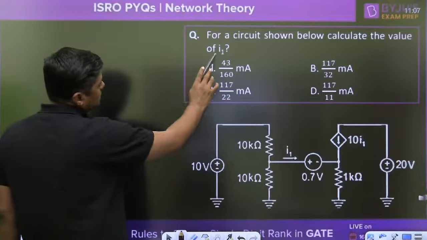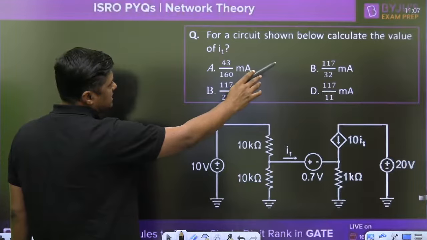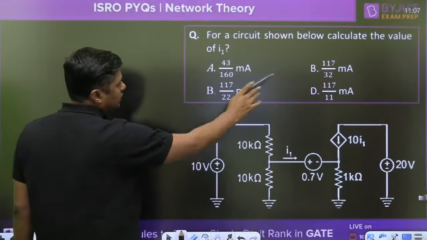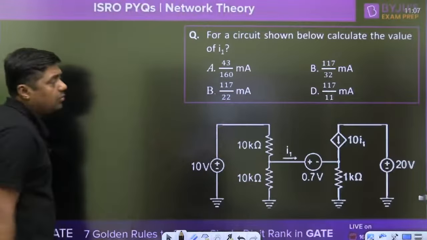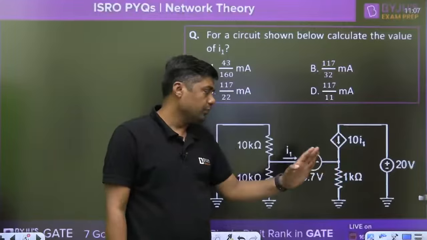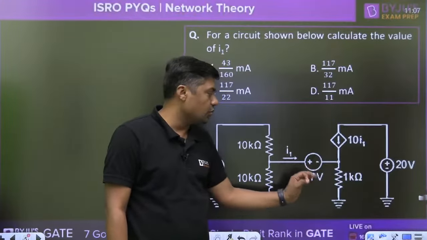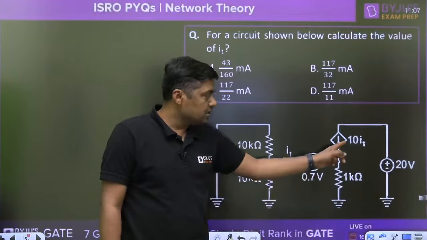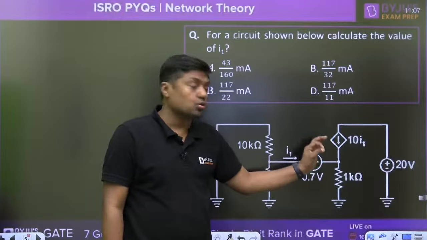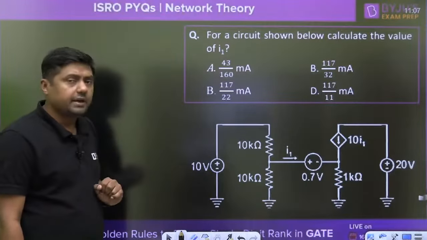The first answer is 43 divided by 160 milliampere. The second answer is 117 divided by 32, 117 divided by 22, and 117 divided by 11 milliampere, because the resistors are given in kilo ohm: 1 kilo ohm, 10 kilo ohm, 10 kilo ohm. And what will be the current through this battery? That is the 0.7 volt battery. This is the 10 I1, the current controlled current source, and a 20 volt battery is connected here, and a 10 volt battery is connected here.